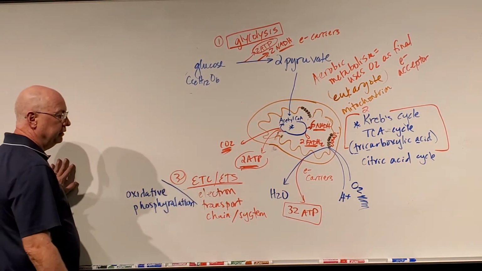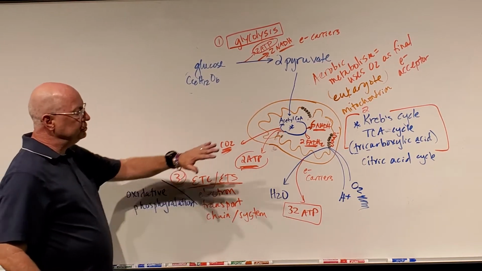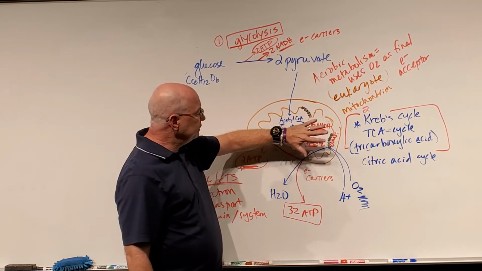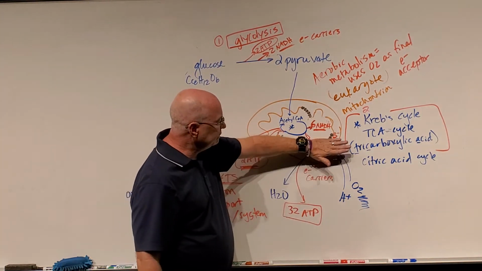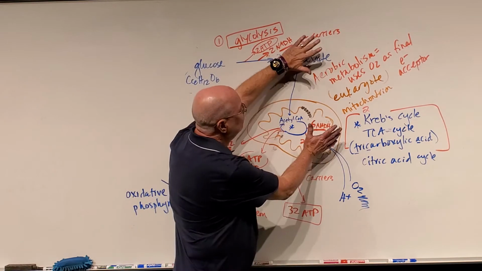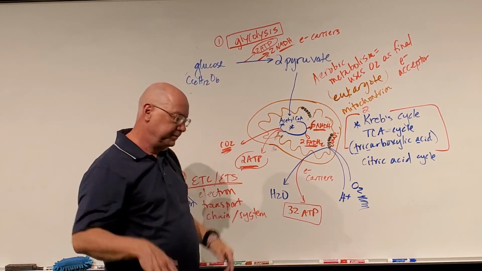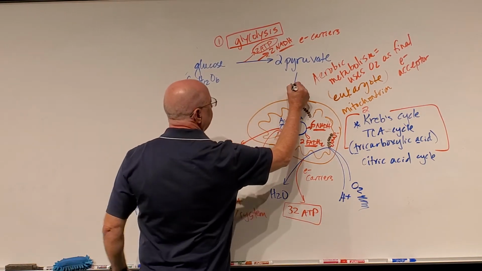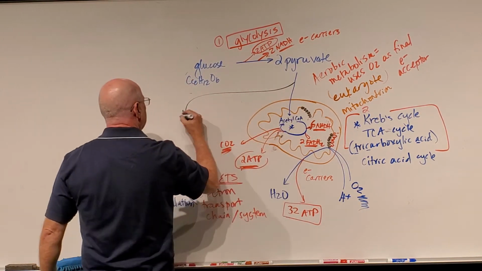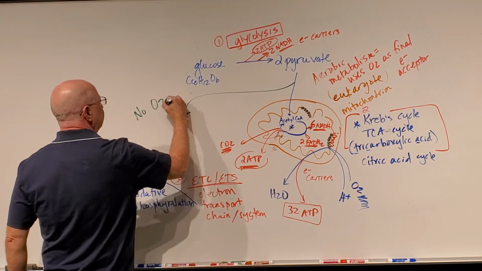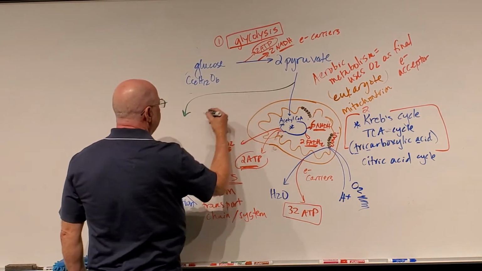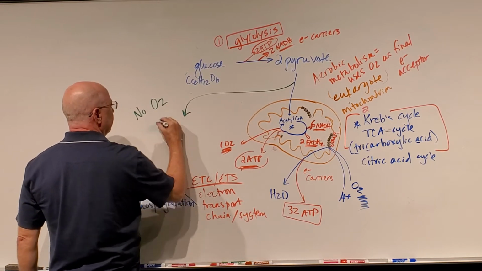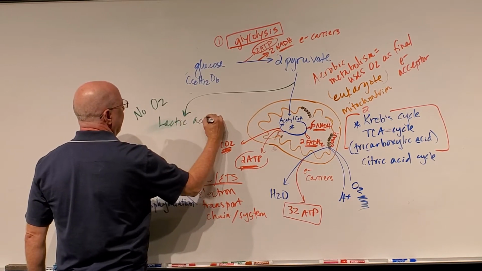Now, what happens if there is no oxygen present, even in our eukaryotic cells? If these cells don't have oxygen here, then these electrons can't be transported, and everything starts to shut down and back up. And what happens in that situation is this. If there's no oxygen present, then the pyruvate gets converted to a stuff called acetaldehyde. Well, we're just going to skip a step. It gets converted into what we call lactic acid.